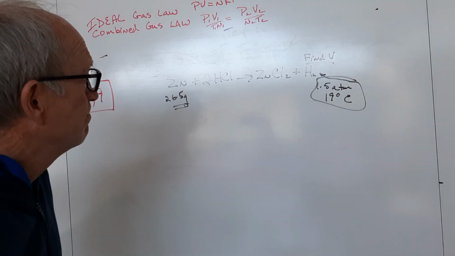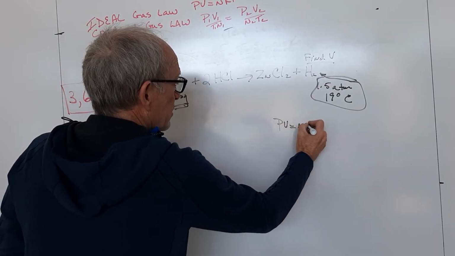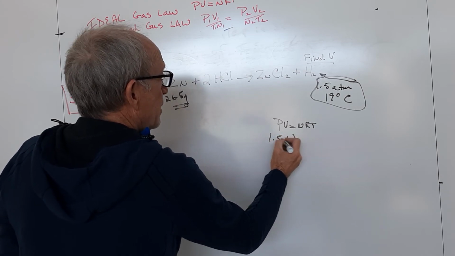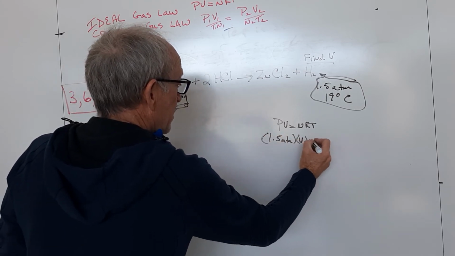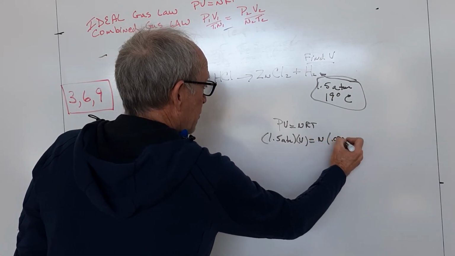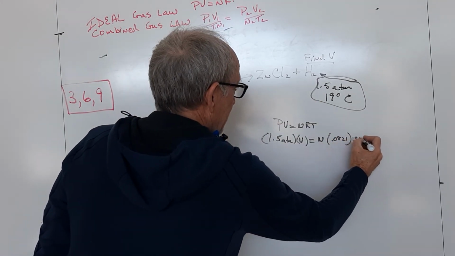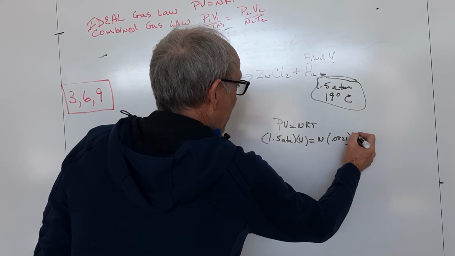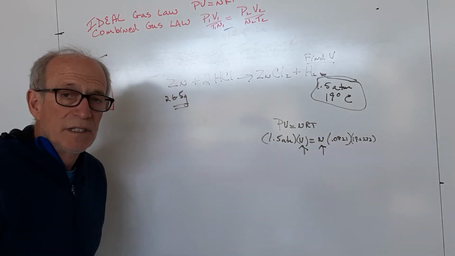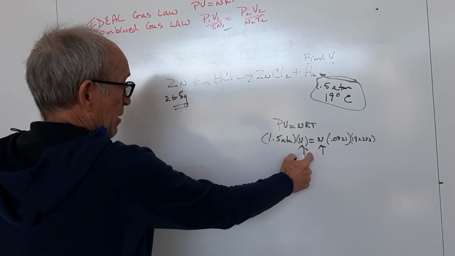In this case, I go right here and say PV equals nRT. I'm going to plug in 1.5 atmospheres. They want me to find the volume, which equals nR, which is 0.0821, times the temperature, which is 19 plus 273. So what I have here is two variables: volume and number of moles. I need to solve for one of those to solve for volume. I need to solve for n. How do I do that?